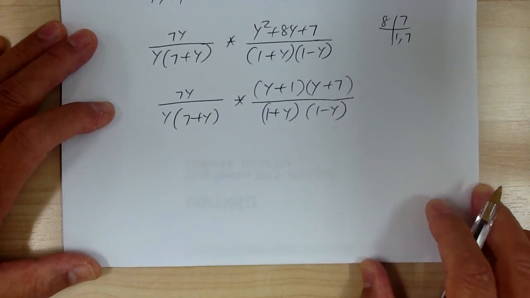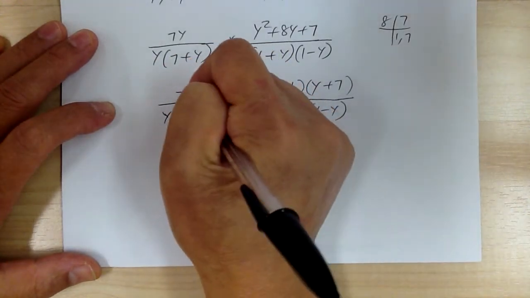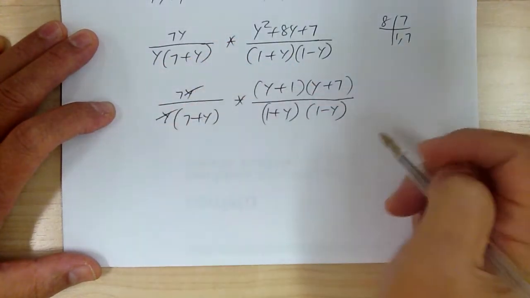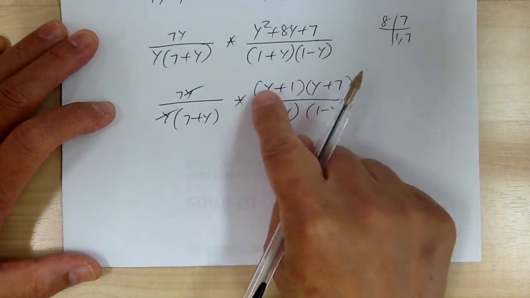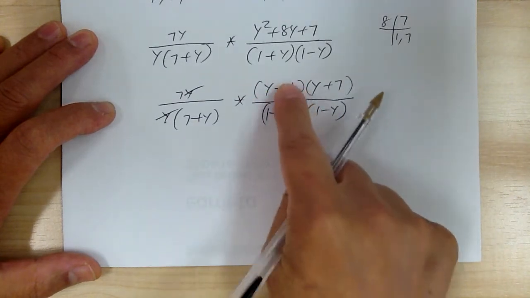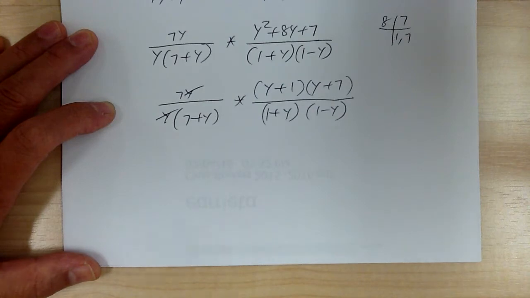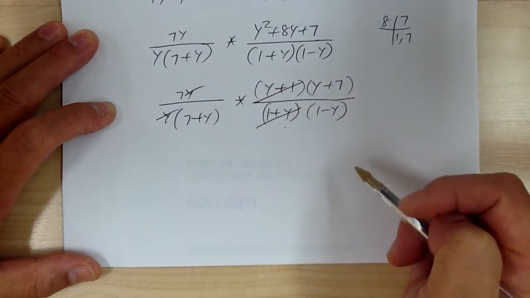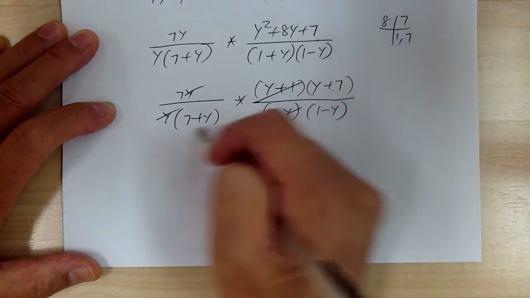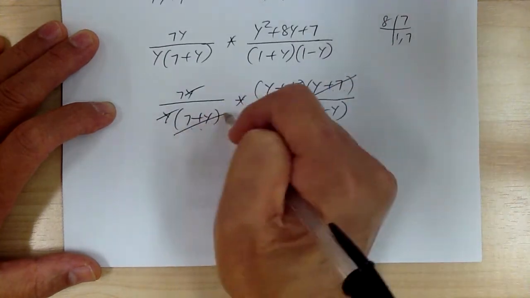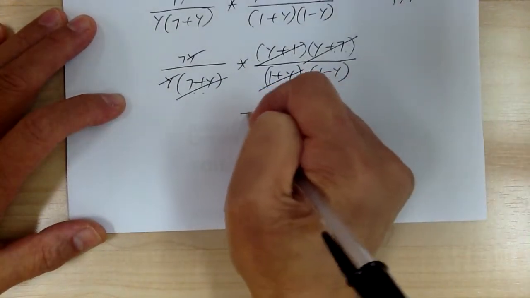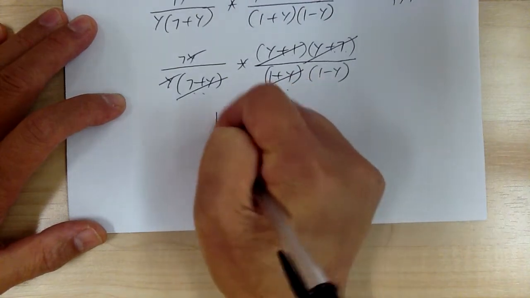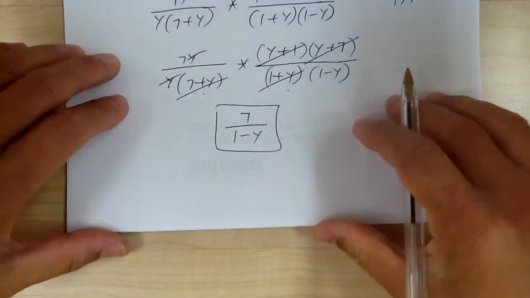From here, you can start to cancel things out. The y and the y can cancel out. Then over here, you have y plus 1 and 1 plus y. They are the same, right? Addition is commutative, so even though they are switched, it's okay because it's addition. Same thing, 7 plus y and y plus 7 are the same thing. So your answer would be 7 over 1 minus y, and that's it. Okay, let's go to number 11.